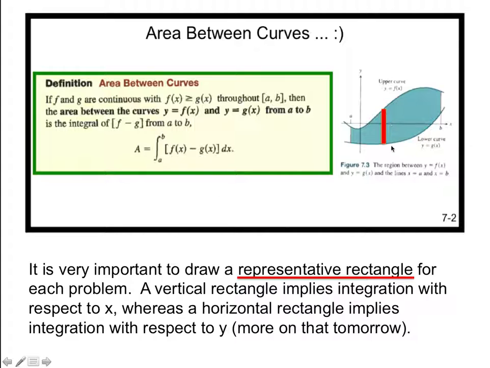So this rectangle then has an upper curve for its top and a lower curve for its bottom. So its height is going to be the upper curve minus the lower curve, or f of x minus g of x, and its width is going to be dx. So this expression right here, part of the integral expression, represents the area of this single rectangle. And then the integration process is going to allow us to stack rectangles from A to B. And when we're doing that, we will find the area of the entire region.